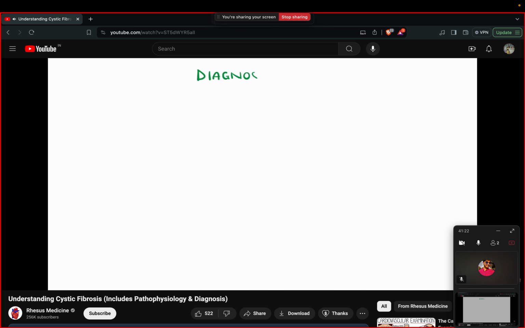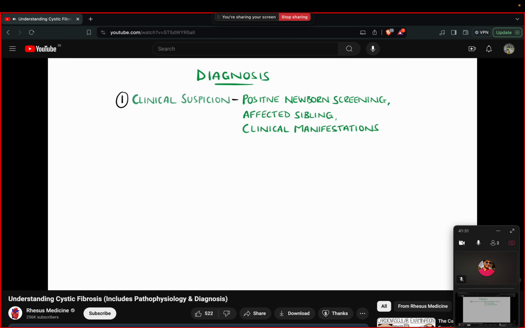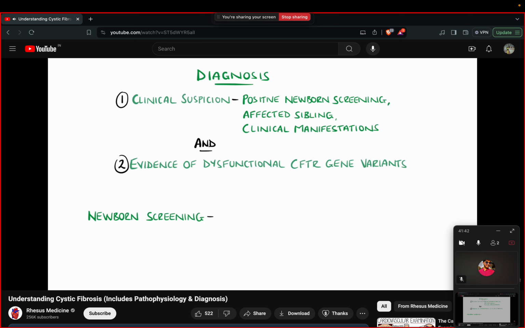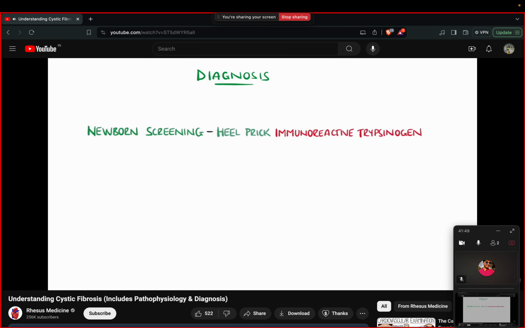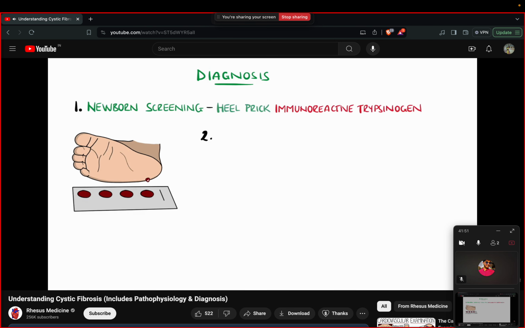A diagnosis is typically made when there is clinical suspicion of cystic fibrosis, for example, a positive newborn screening, an affected sibling, or clinical manifestations, and evidence of dysfunctional CFTR genes. Newborn screening is the way in which most cases are diagnosed, which initially looks for the level of immunoreactive trypsinogen in the blood, taken from a heel prick, followed by sweat testing and CFTR gene analysis.